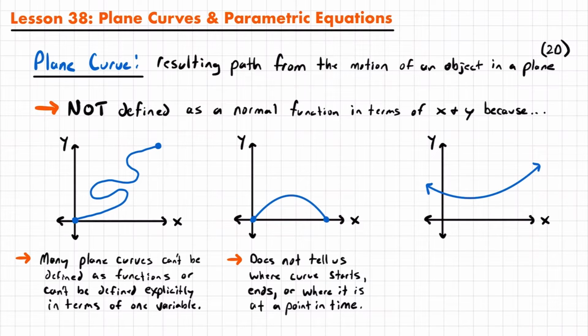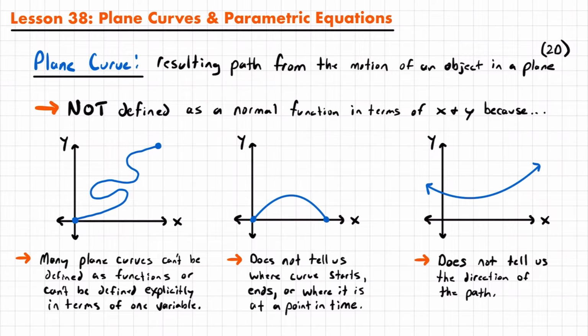Alright, and then finally, defining a plane curve only using x and y is not going to tell us the direction of where the object is going. Right, for any given plane curve, we don't know the direction of our object when we're only working in terms of x and y. Our object could be moving this way, it could be moving this way. If we look at this curve, it could be going from this point to this point, or this point to this point. Or if we look at this curve, it could be going this way or this way. We don't know based on only using x and y, or rectangular equations.